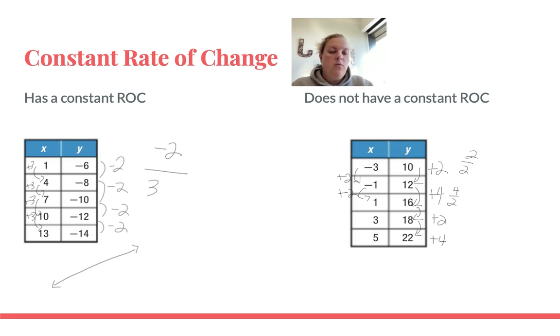Once you get to this point, you're going to notice that there is a pattern that emerges, but it's not one that's going to be a constant rate of change. Each of these pieces, we have a fraction of 1, a fraction of 2, a fraction of 1, a fraction of 2. So when those numbers are not the same, they do not have a constant rate of change.